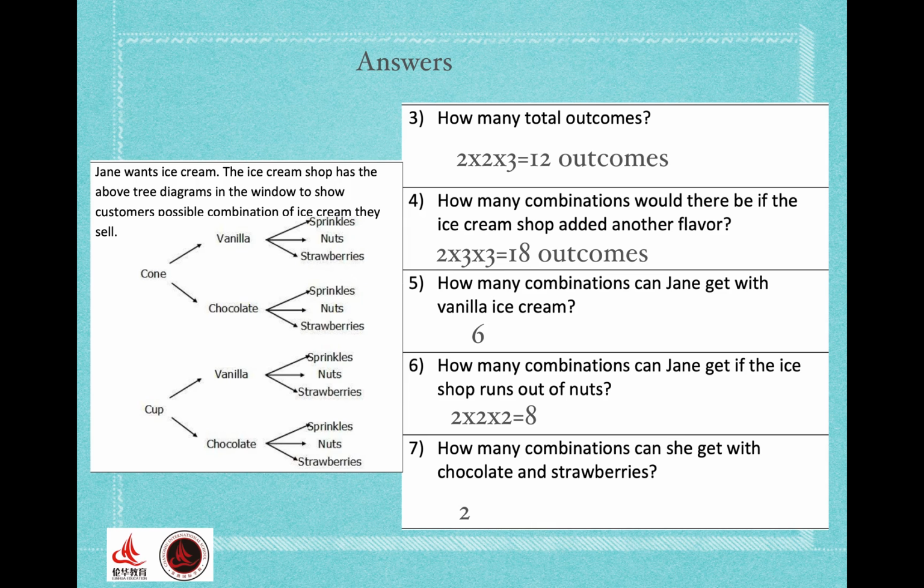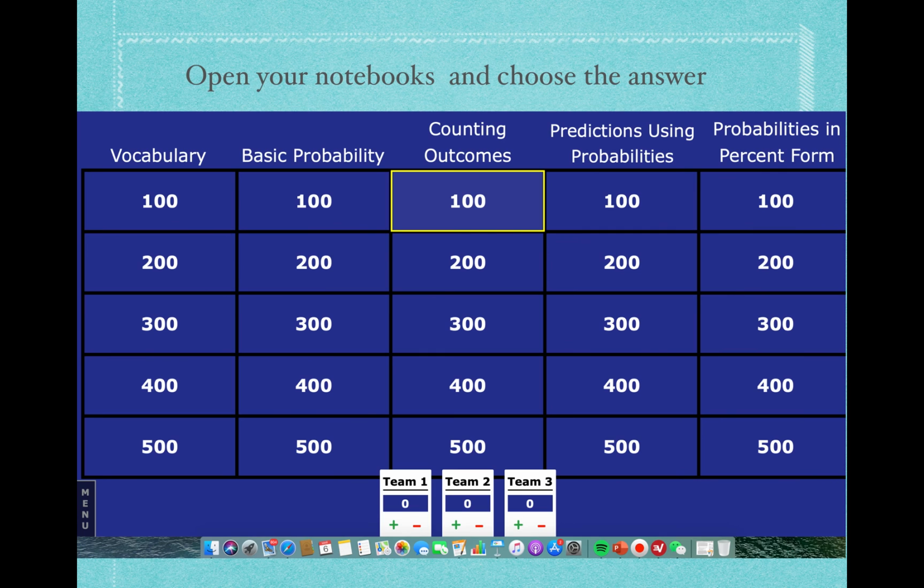And how many combinations can she get with chocolate and strawberries? Chocolate and strawberries. So she can get, I got 2. So we have cone, chocolate, strawberries, and we have cup, chocolate, strawberries. So I think we have 2 if we want to have chocolate and strawberries. Okay, so these are the answers for this one. If you need more time, please stop this video.